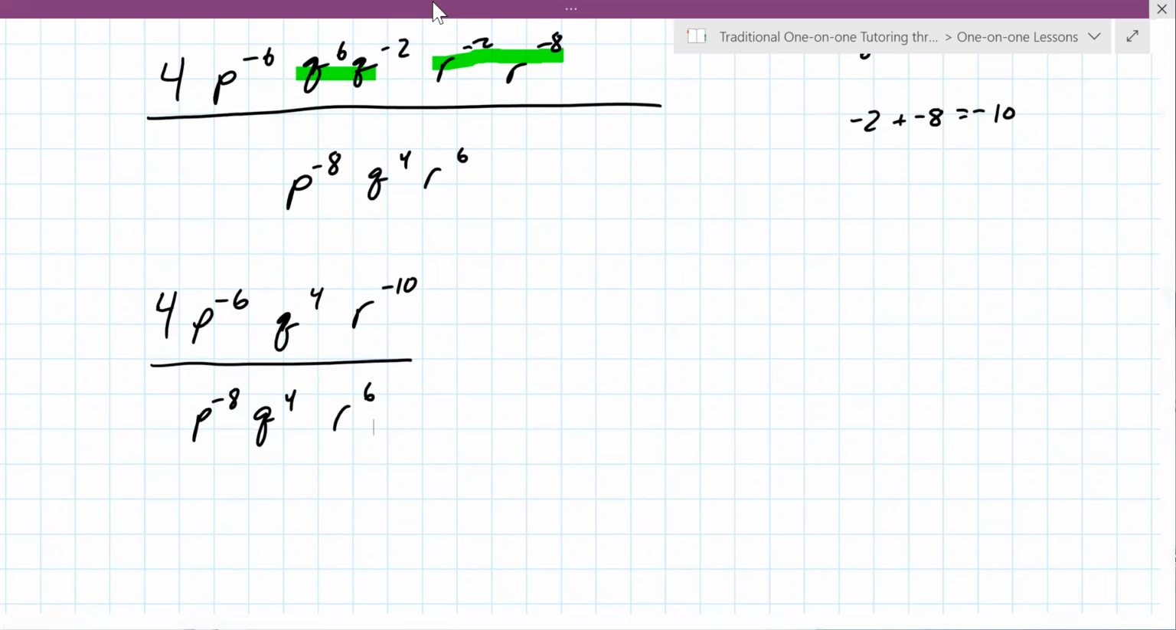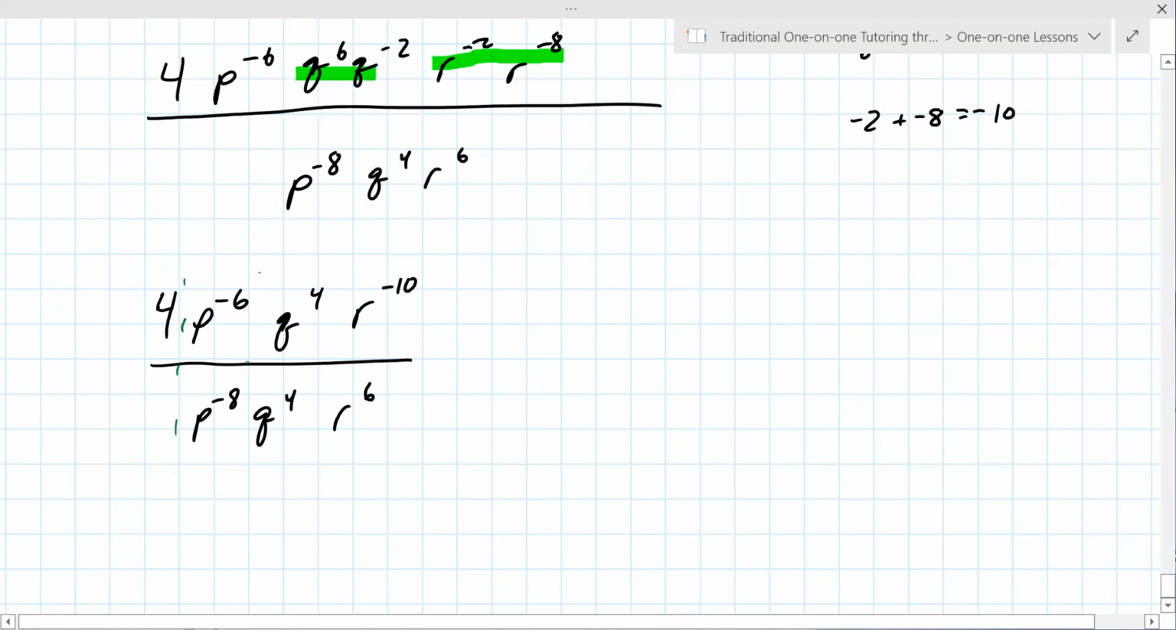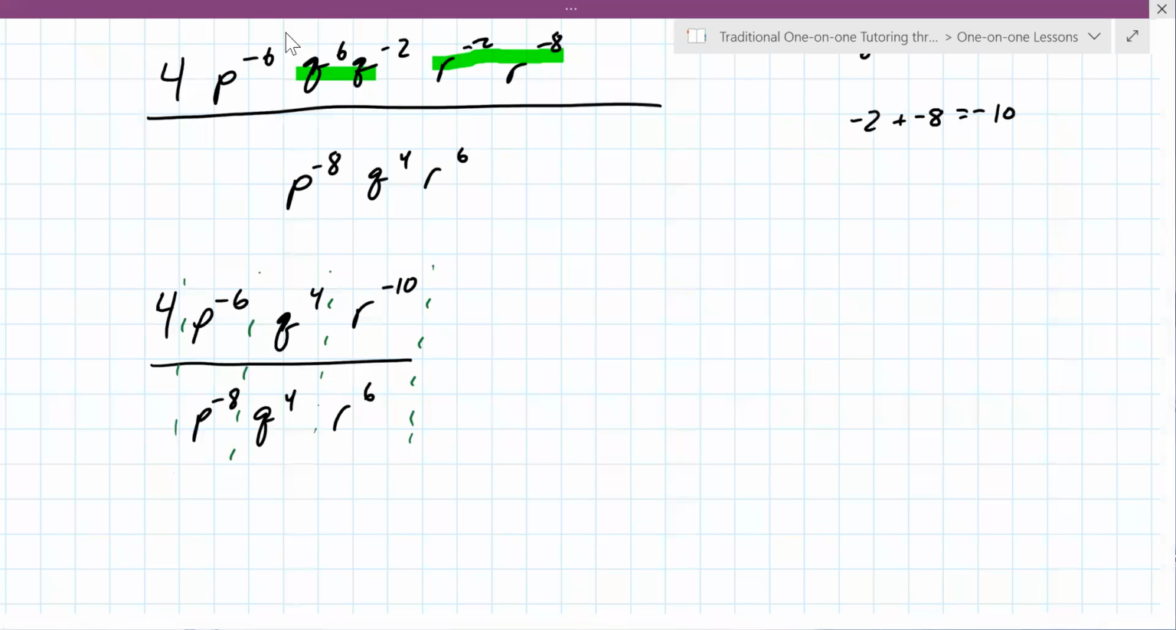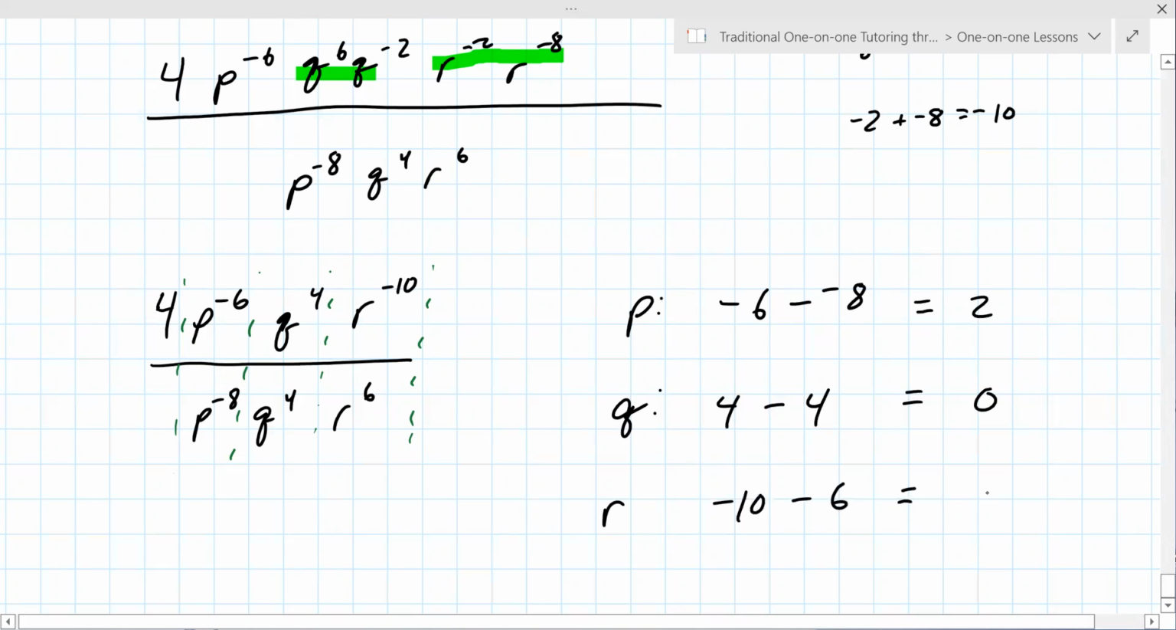And now it's really 3 separate problems. If you can visualize, it's kind of like there's the p's, and there's the q's, and then there's the r's. So for the p's, it's -6 minus a -8. I don't recommend you try to do it on the fly. Just write it out. Easy to make errors there. For the q's, it's 4 minus 4. And for the r's, it's -10 minus 6, which is -16.